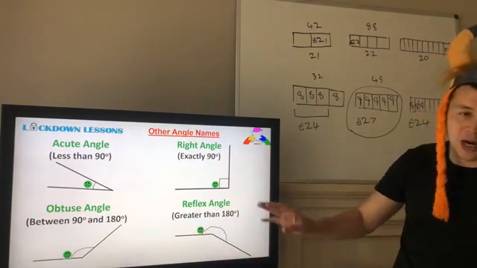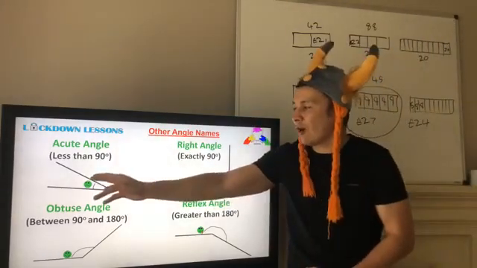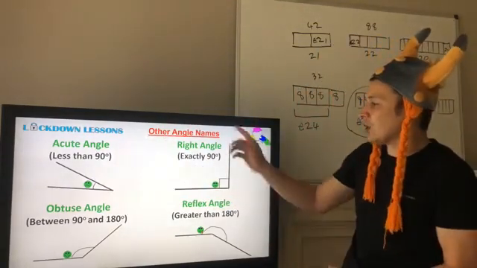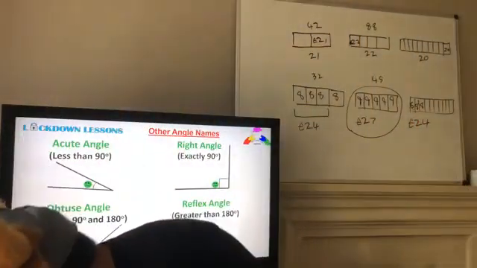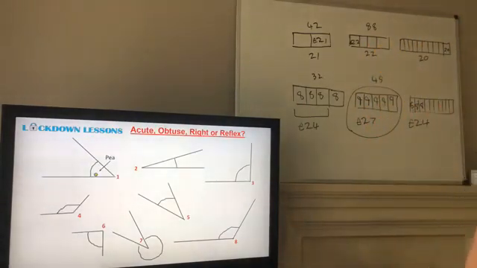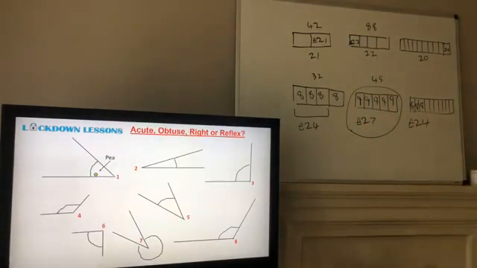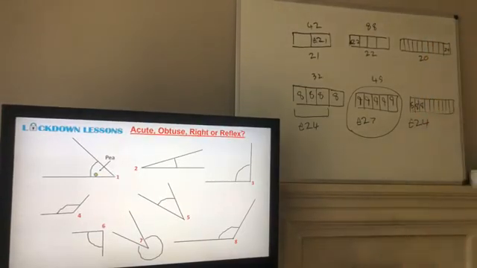So on your first worksheet, if you've got this, I'll put it on the board as well. You just need to simply say right next to each angle, is it acute, right angle, obtuse, or reflex? Okay, so those angles on the sheet you've got. I'll print it out for you. I'll draw those on the board as well.